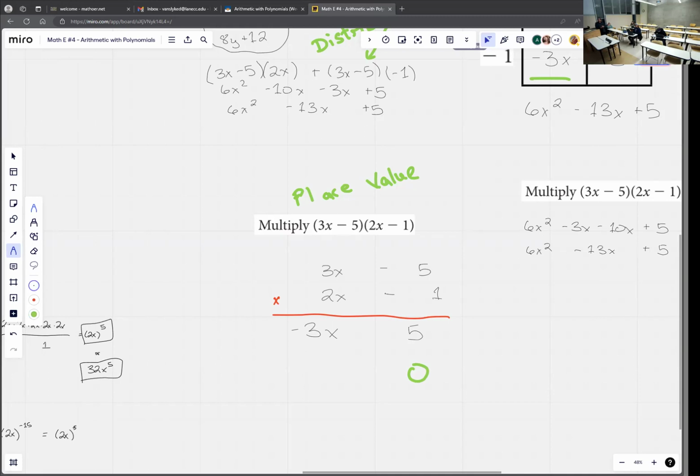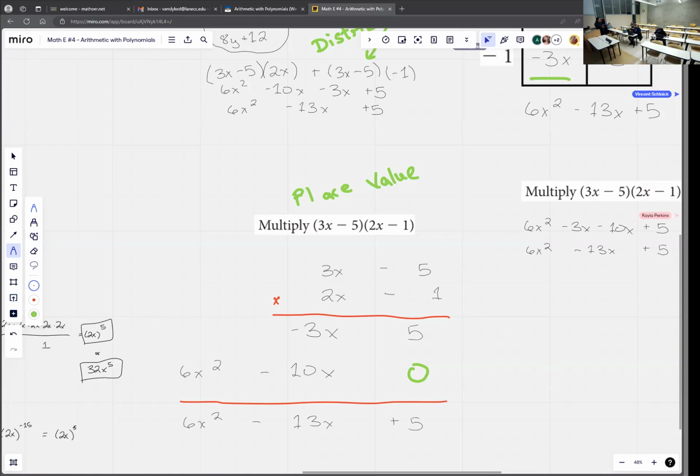Okay, then this way, 2x times -5 is -10x, -2x. 2x, -5, there we go. And then 3x times 2x would be 6x squared. Then we add everything: 6x squared minus 13x plus 5.